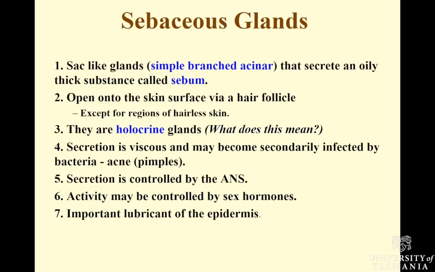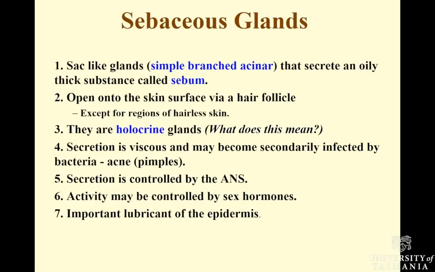So we're going to start off with having a look at sebaceous glands, and we've already seen these a little bit when we looked at the pilosebaceous apparatus in a bit more detail. If you remember their classification, they're a simple branched acinar gland, so they have one duct, and they branch, and they have rounded secretory components. And they secrete an oily, thick substance called sebum. So because it's lipid-based, they have lipid droplets in their cells. Lipid droplets don't have cell membranes around them, so they can't undergo exocytosis.